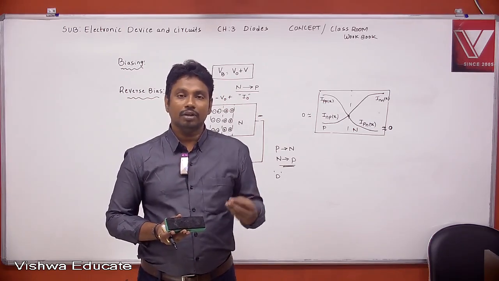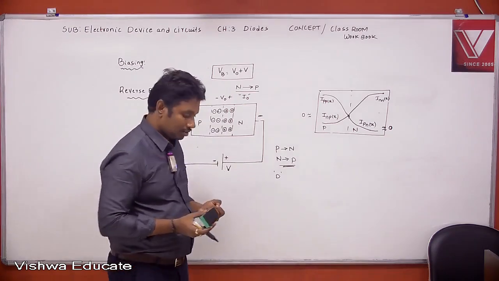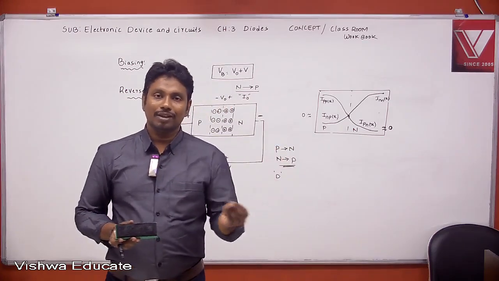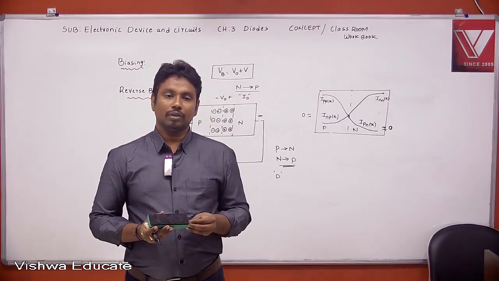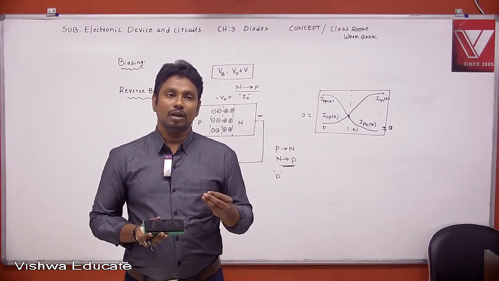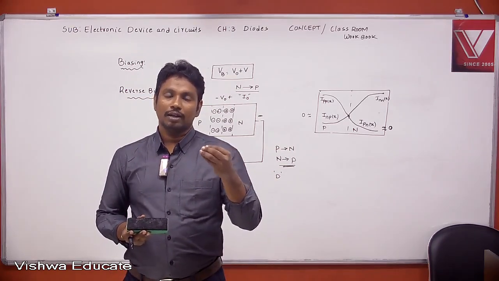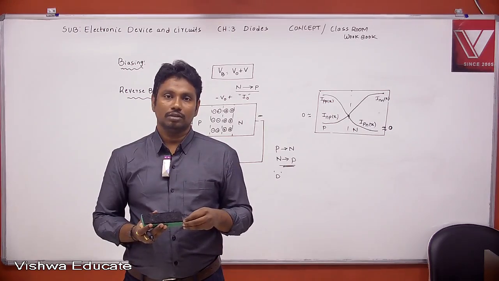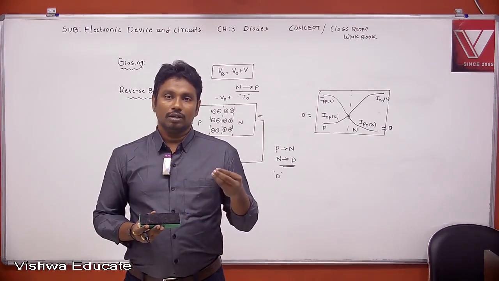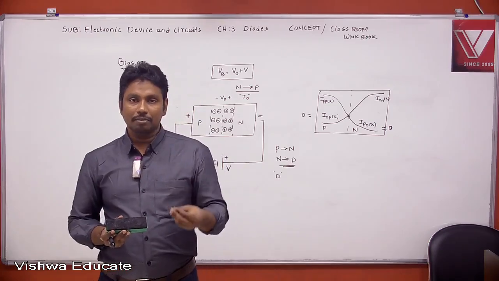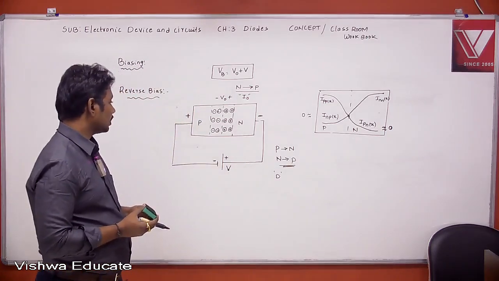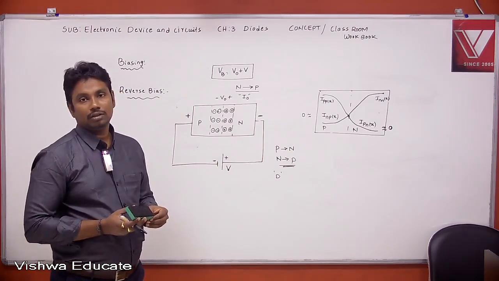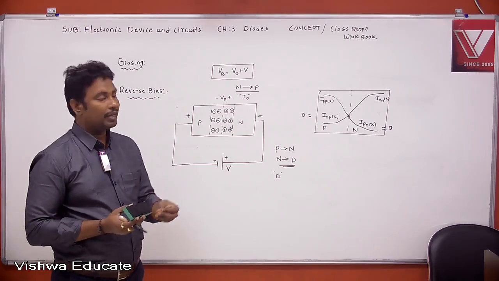Next, second one. Diode is a two-terminal device which allows the current in one direction and opposes the current in another direction. Third point. Hence, the PN junction acts as a PN diode.